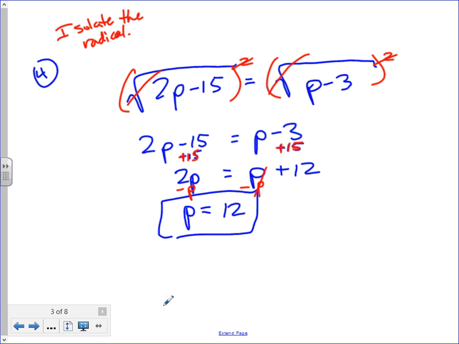Okay, same question. Do we have to check for extraneous solutions? No. Why? There's only one answer. If there's more than one, we got to check. We got to plug them back in and make sure that the equation's true for each answer.